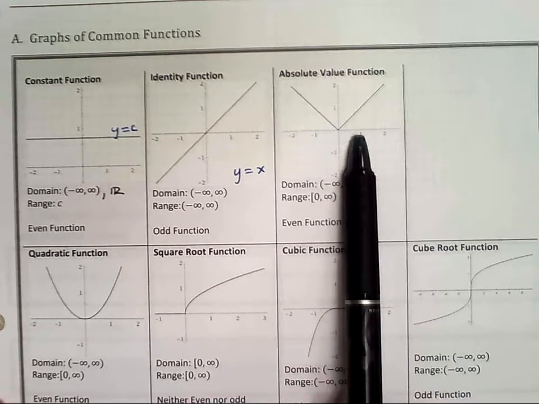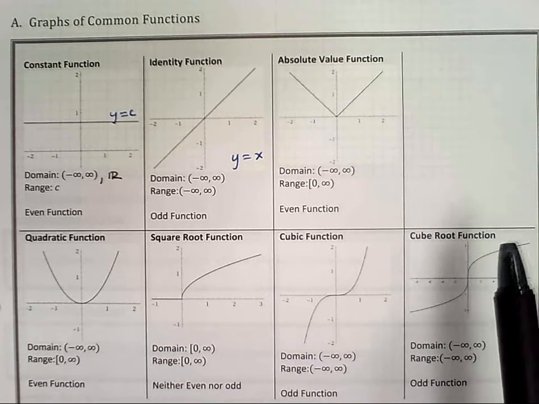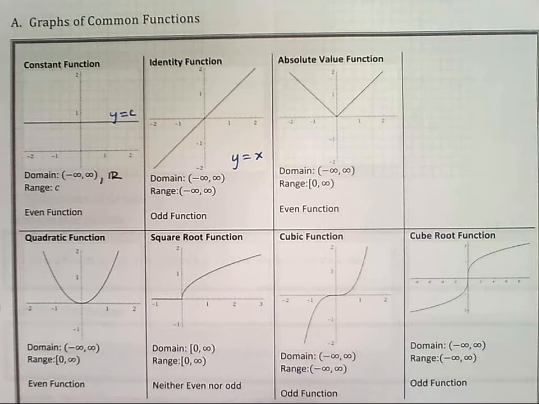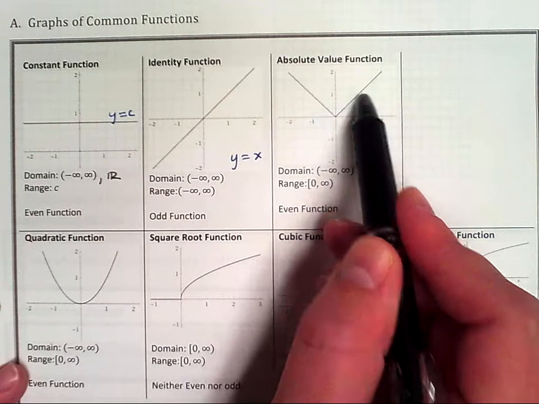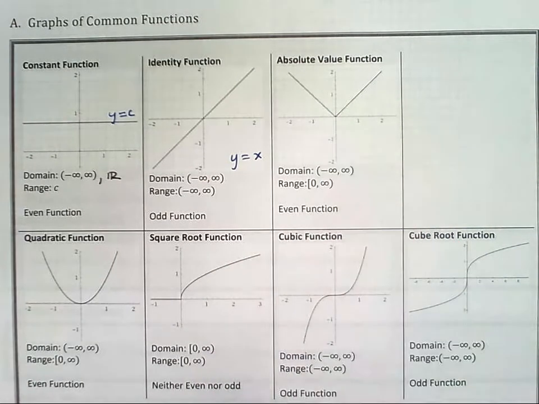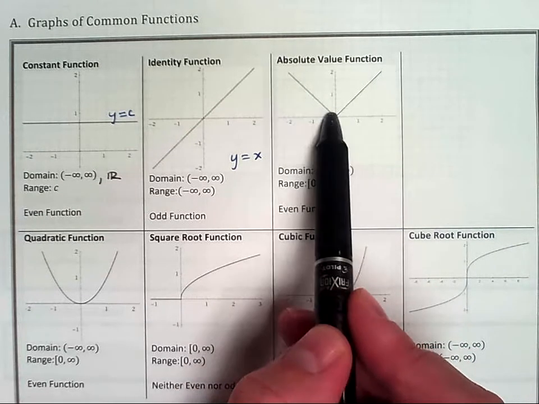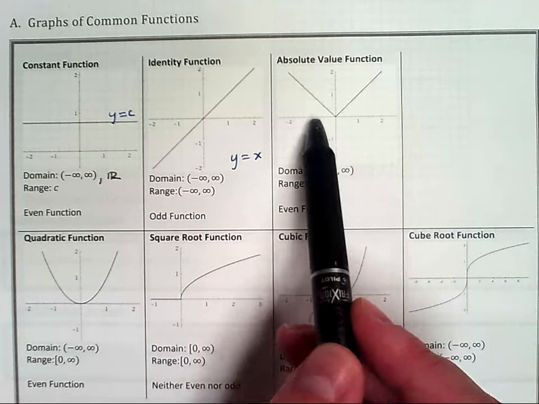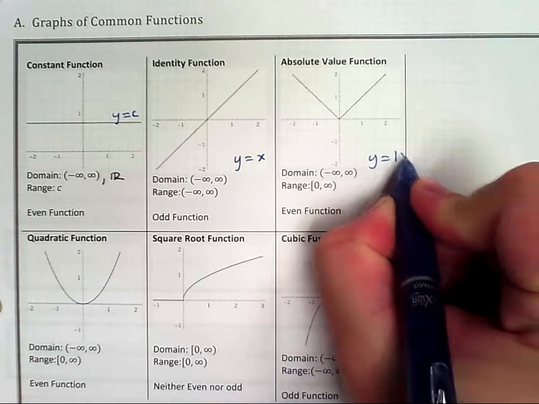Then my next common function is the absolute value function. Absolute value is always positive, right? So the absolute value of 1 is positive 1. The absolute value of negative 1 is positive 1. So if ever you have a V that has a sharp corner here, that's the absolute value function. So let me write down what that is. y equals absolute value of x.